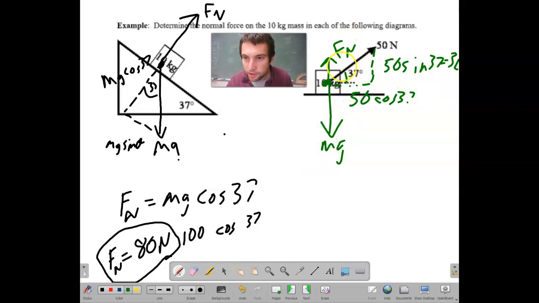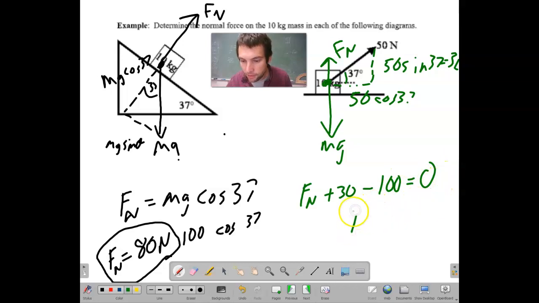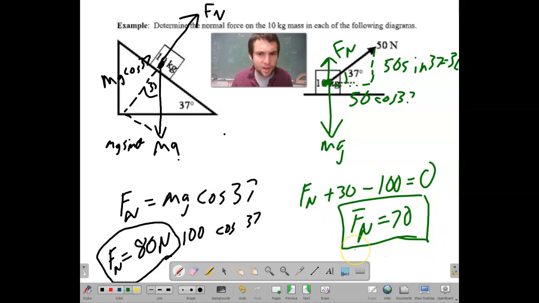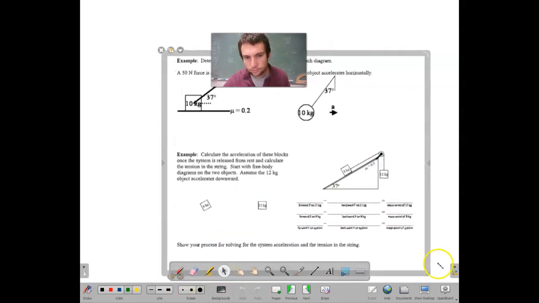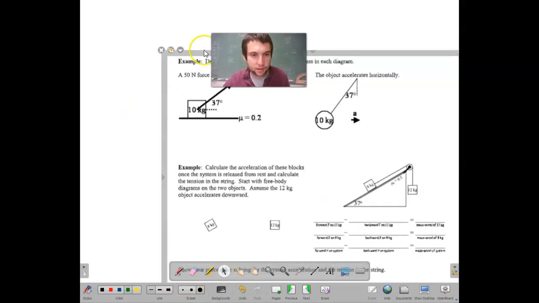Our normal force, so we're in the vertical direction, stuff that makes it go is going to be Fn plus 30. Stuff holding it back is going to be the weight, which is 100. And all of that will equal 0. So we're going to add 100 and divide by Fn equals 7. Hey, wait a second. Come on. Same exact problem? Easy. Give me something a little bit more challenging, please. Oh, I can't do both of these in this video.